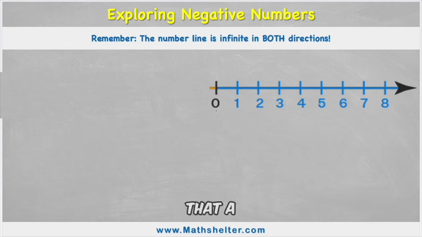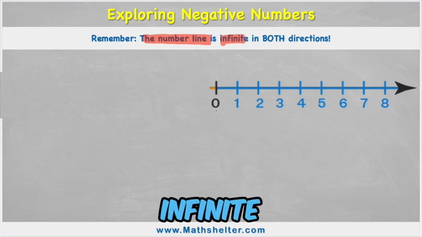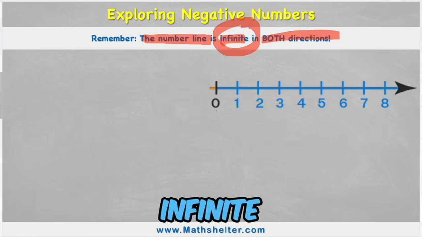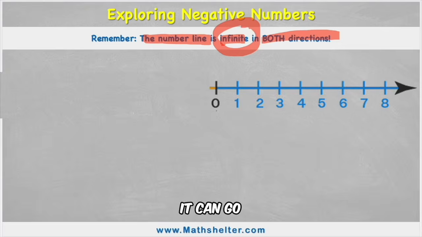We need to remember that a number line is infinite in both directions. Well, what does infinite mean? Infinite means it can go on forever. So there's no end to the numbers. We could just keep writing bigger and bigger numbers in both directions. So what does that mean?